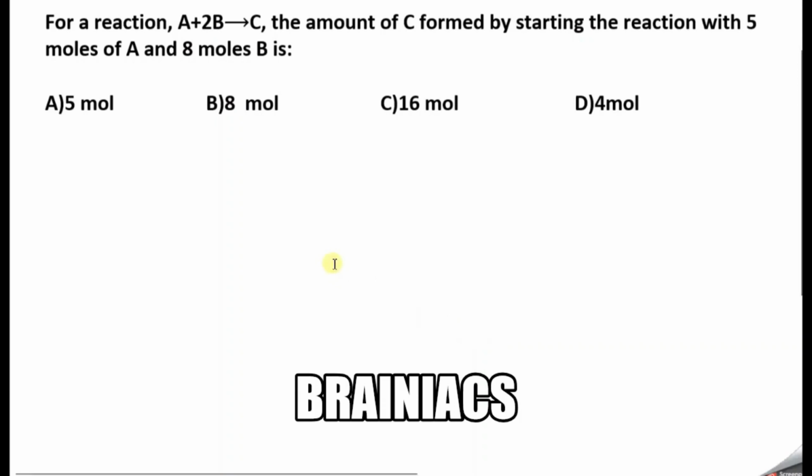We have a good question in front of you. I will just read the question. For a reaction A plus 2B giving C, the amount of C formed by starting the reaction with 5 moles of A and 8 moles of B is... Okay, so it's a clear case. You are given a hypothetical reaction, A plus 2B giving C, so we assume this is a balanced chemical equation.